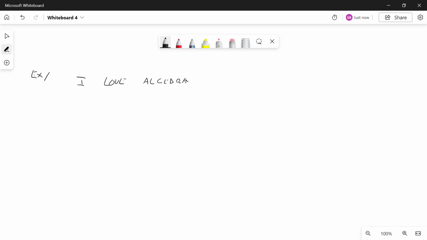So the first thing is I want to start building my messages. Now what I'm going to do is put two letters together, or a letter and a space, or a space and a letter. So I'm going to break this down into I, and I'm going to represent a space by a pound. Then love is going to be broken into LO and VE. Space, so again, pound, and then algebra. So space A, LG, EB, RA.